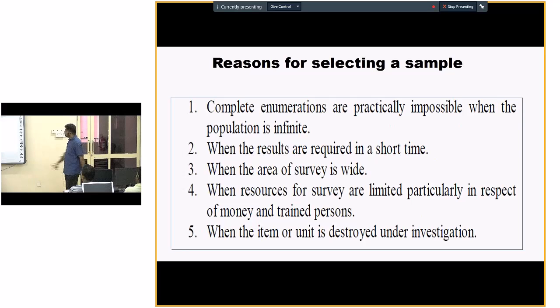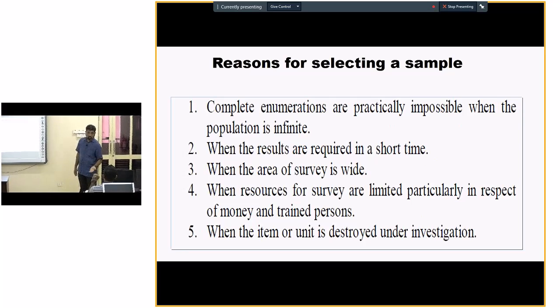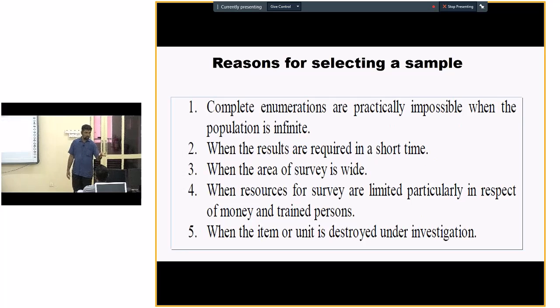Not only primary data: if we are going to collect data from secondary sources, again we have to assign some people. If it is large, then we have to assign a number of people for doing that task, right? When the results are required in a short time, now in your case you have to provide your research within one year or less than that. As per these details, within 6 or 7 months you have to provide your output results.